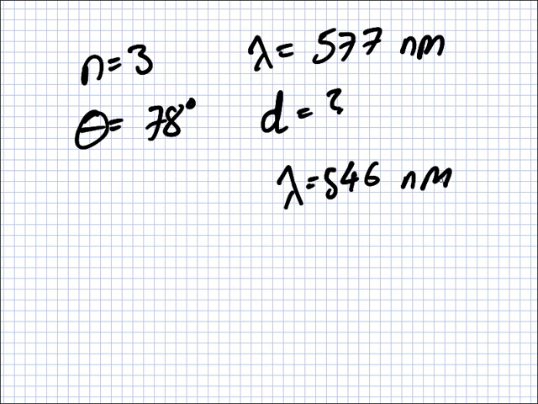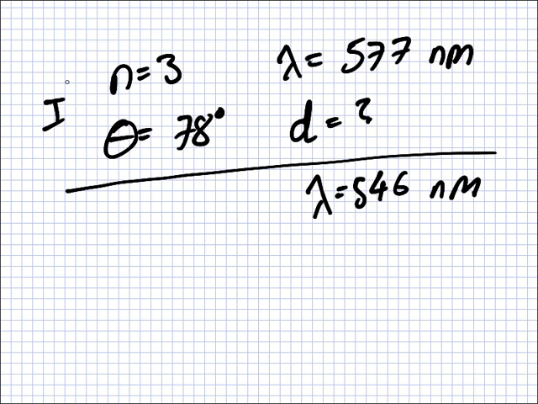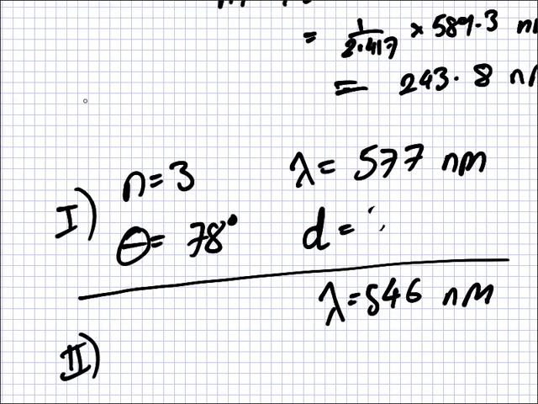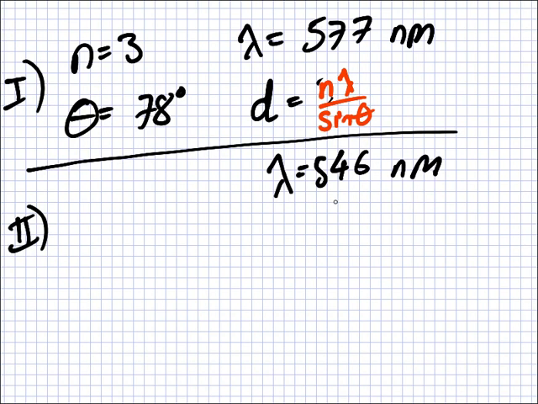546 nanometers. So this question's a little sneaky, because it comes in two parts. Part one, you first have to figure out what the diffraction grating is. And you can do that using the formula n lambda equals d sine theta. Then d is n lambda over sine theta. We know n, lambda, and theta, so we can get the d. And then we can feed that into the next part.